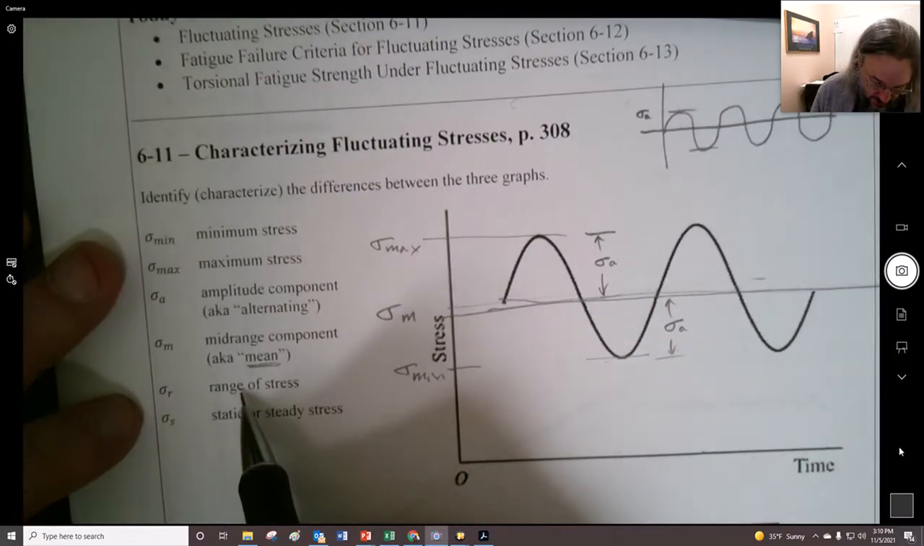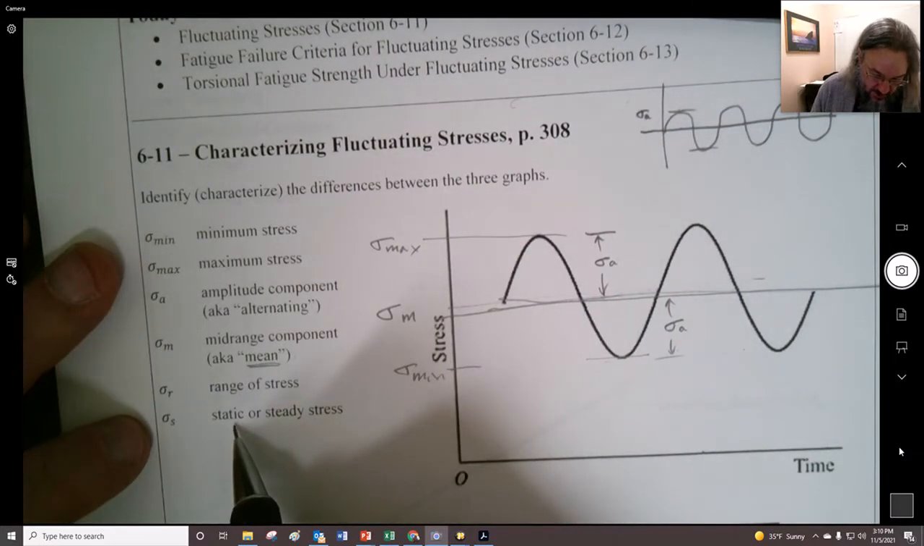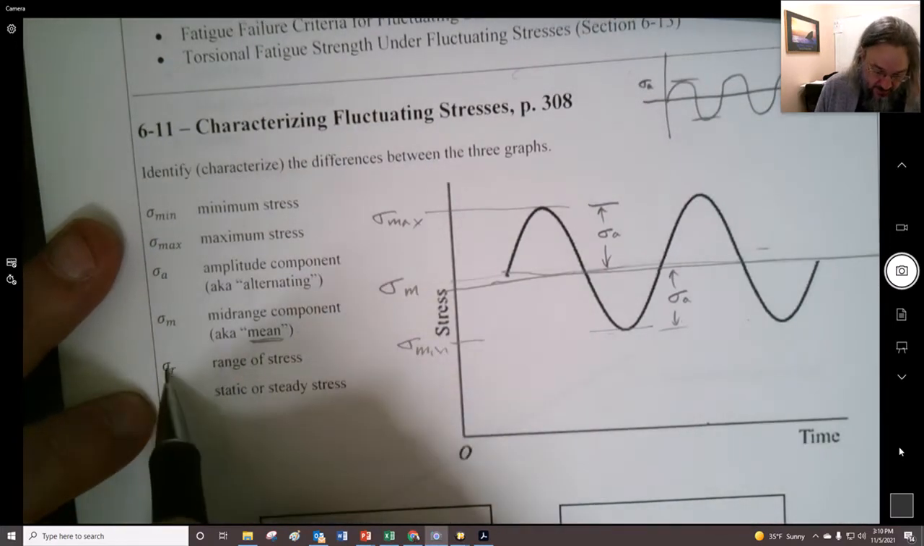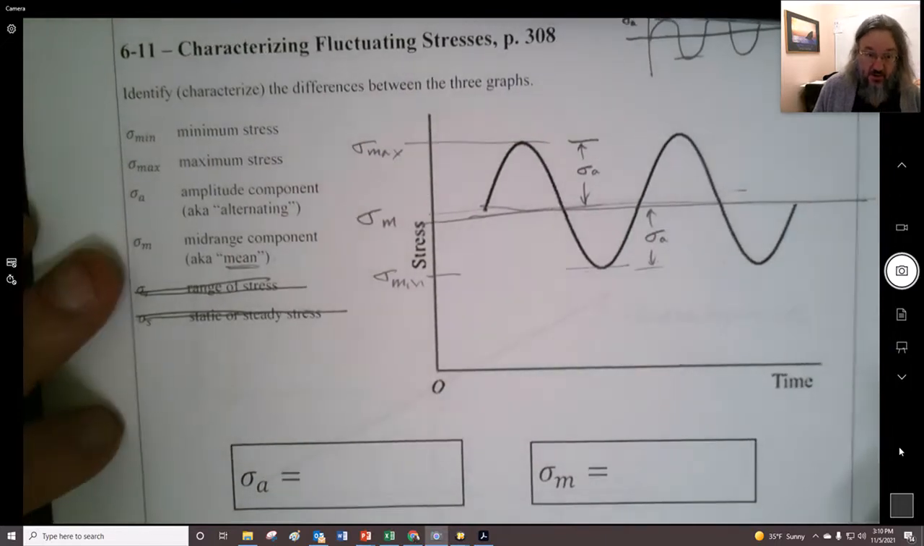They also mention some other things. They talk about the range and the static. I'm not going to bother with those. I don't even know why I include them in there. It's not necessarily something we're going to talk about and think about.